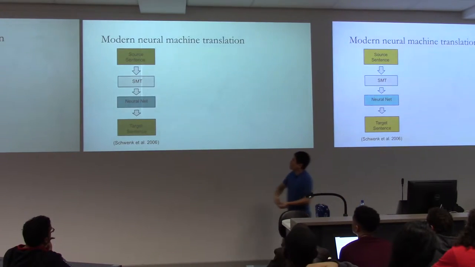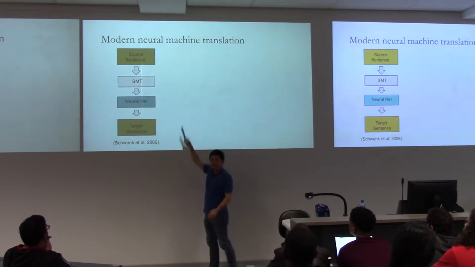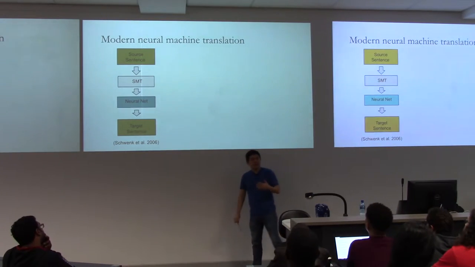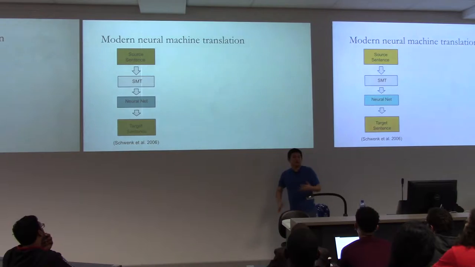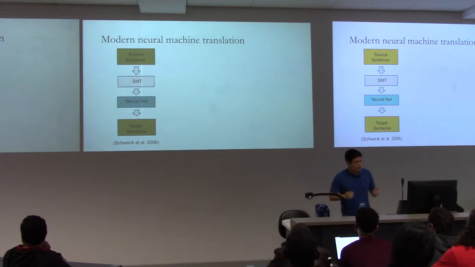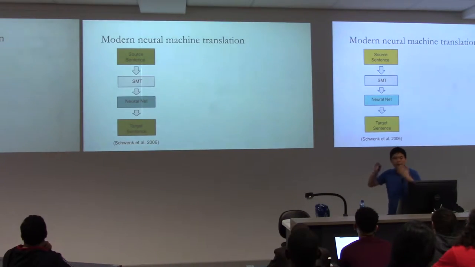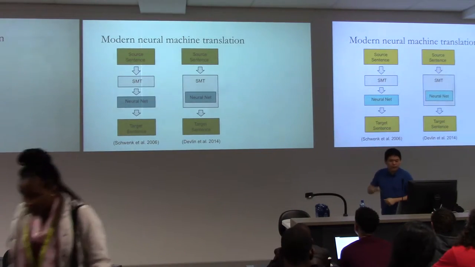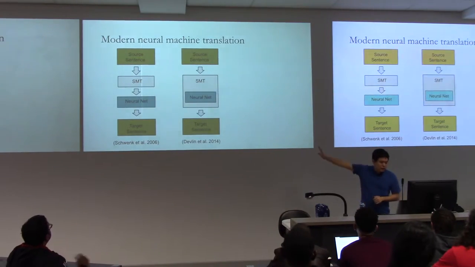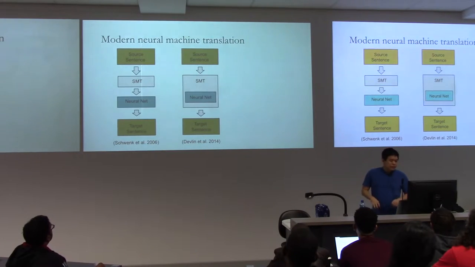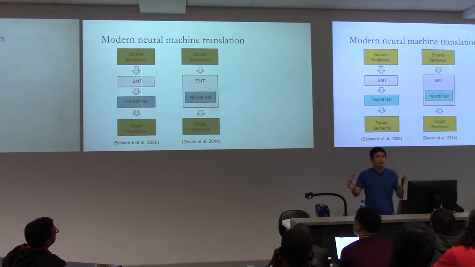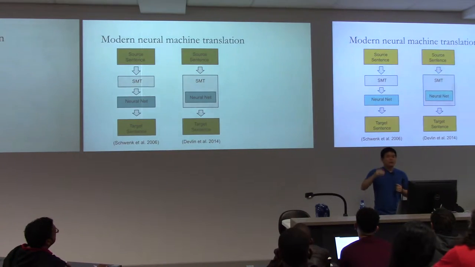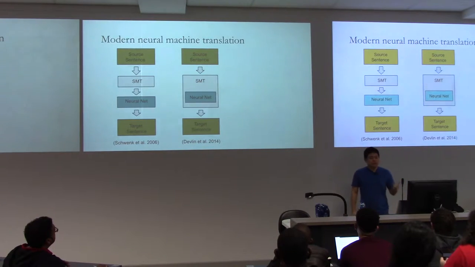However good your neural net is, if the previous stages are not providing enough information, then there is nothing to work with. So eventually what you want is to integrate them as much as you can. In 2014, Jacob Devlin, who was back then at BBN, decided that, okay, neural net seems to work well, but if you use it as a post-processing stage, there is a clear limitation to how much improvement we can get.